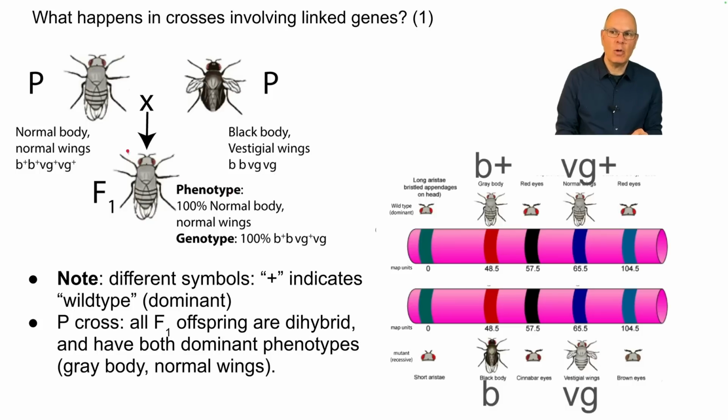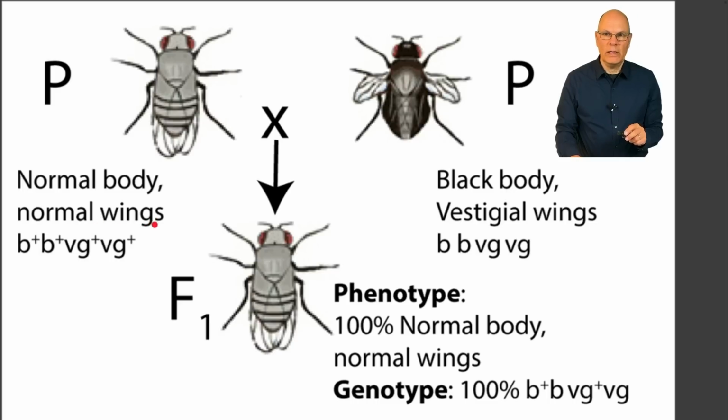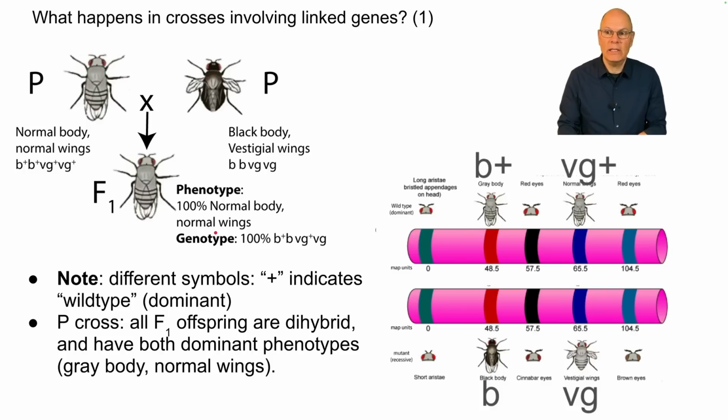In this P cross, what we're doing is we're crossing a normal-bodied, normal-winged fly, B plus, VG plus, with a black-bodied, vestigial-winged fly. Those are both recessive traits. And note that all the F1 offspring are dihybrid. They're B plus B, VG plus VG, and they have both dominant phenotypes. This is what you'd expect in a Mendelian trait for the F1s. We have a gray-bodied, normal-winged fly, which has all of the dominant characteristics.